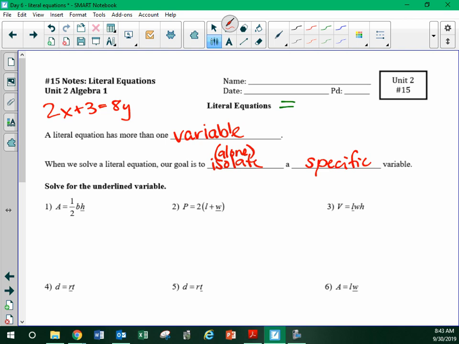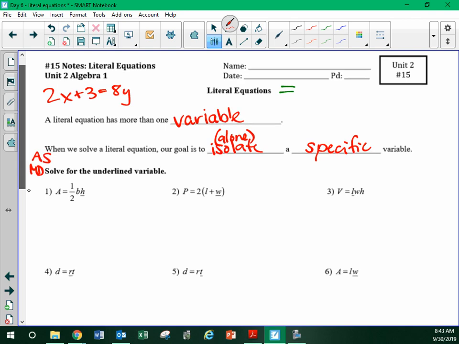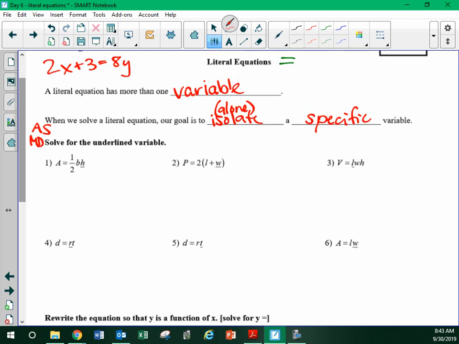So we're still doing the same process. Remember, we want to get rid of any addition, subtraction first, and then we get rid of multiplication, division. It's just now we're going to have letters in our answer. So let's go and take a look at number 1. It says to solve for the underlined variable. And here my underlined variable is h, so that's what we're going to try to get by itself. So I need to get rid of my 1/2 and get rid of my b.